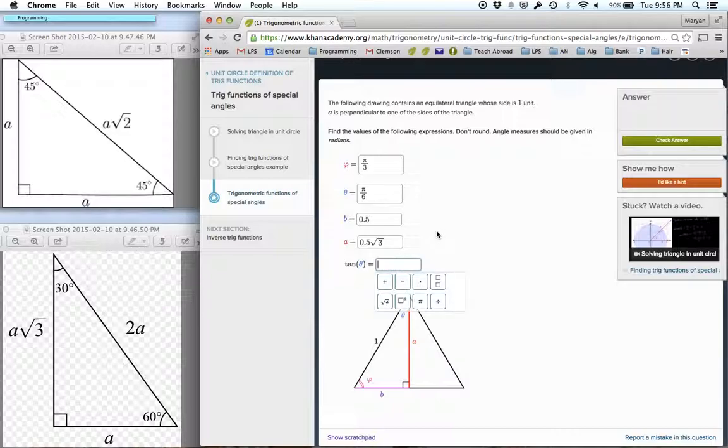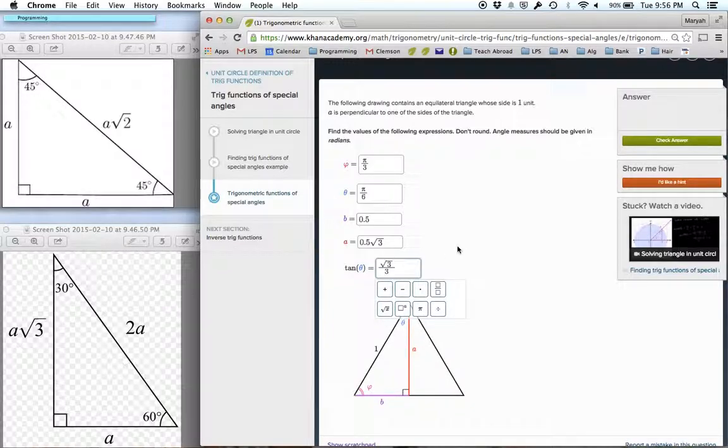So let's take tangent of theta. So tangent of theta is opposite over adjacent. So we want to do 0.5 divided by 0.5 root 3. That reduces to 1 over root 3, but we cannot have a radical in the denominator, so we end up with this.